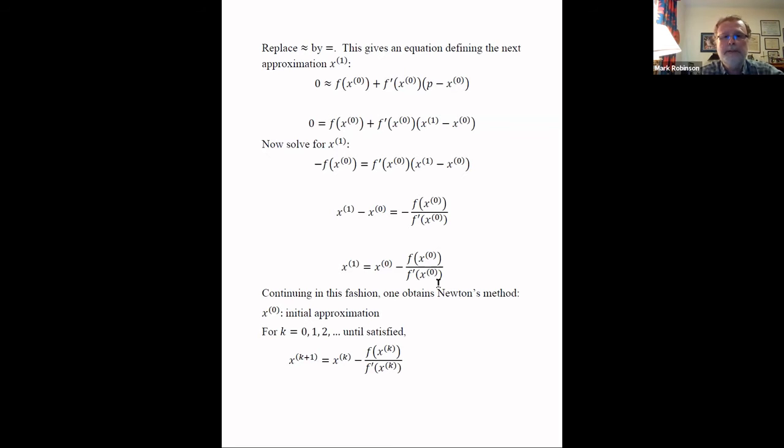So that's one step. That's your first step. If you just iterate according to that, you get the general method as illustrated below. So you're starting with an initial approximation and then iterate in that the new iterate is the prior iterate minus f at the prior iterate divided by f prime at the prior iterate.